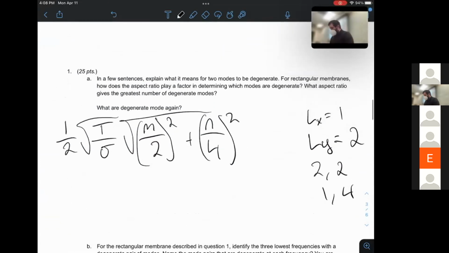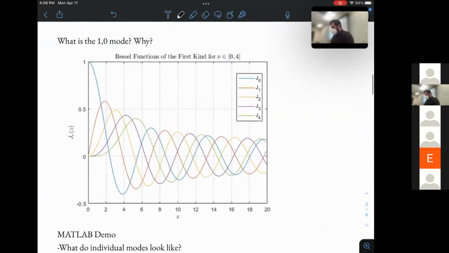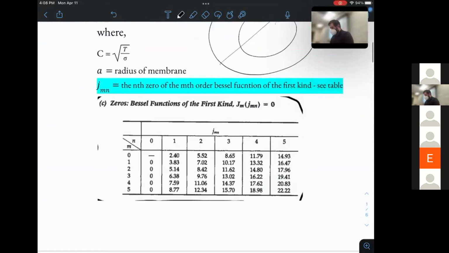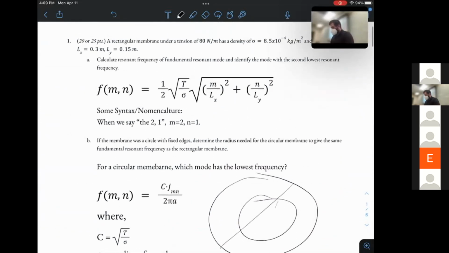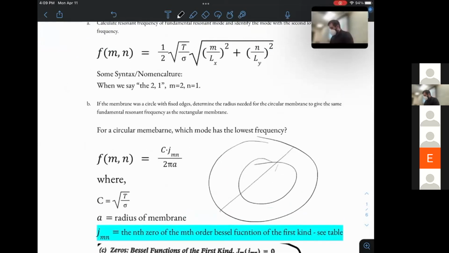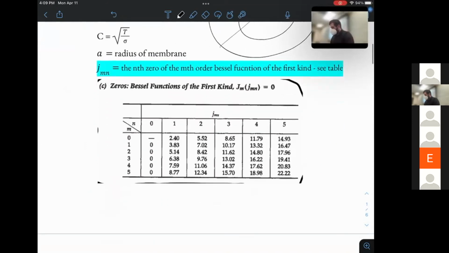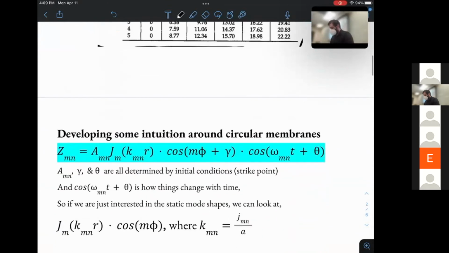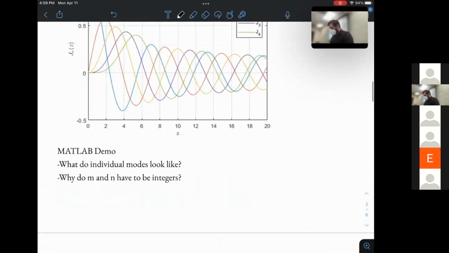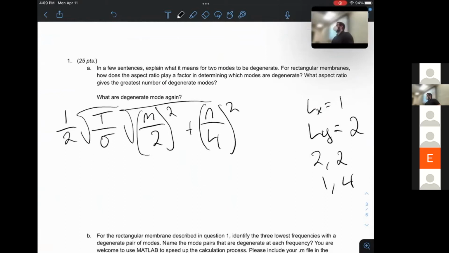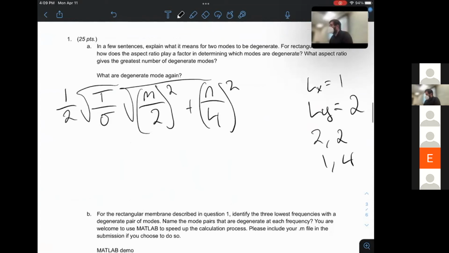I kind of glossed over a few things on this one, but do you guys have any questions about this homework? Homework 3. Just make sure you have the equations written down somewhere and you're comfortable using a table like that Bessel function table, Bessel zeros. And then spend some time with that MATLAB program so you know what the shapes look like for different modes on a circular membrane, okay? Okay.